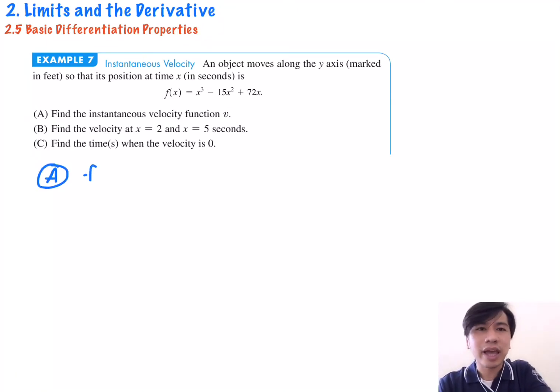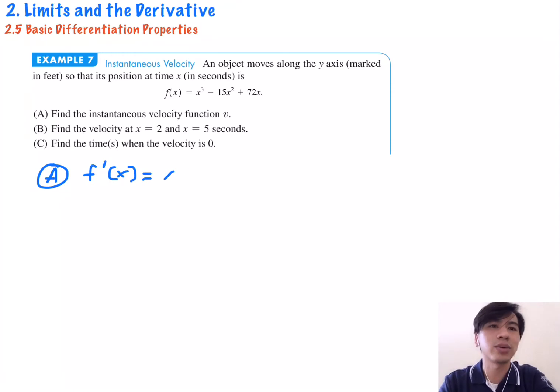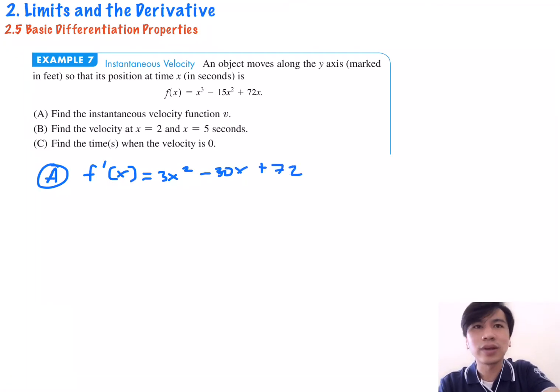Take a look. Then f prime of x will be equal to, sorry, not x squared, we will have 3x squared minus 30x plus 72. So x cubed, that will be 3x to the power of 3 minus 1, squared, and then negative 15 times 2, negative 30, times x, plus 72. Okay, now b, find the velocity at x equal to 2 and x equal to 5 seconds.